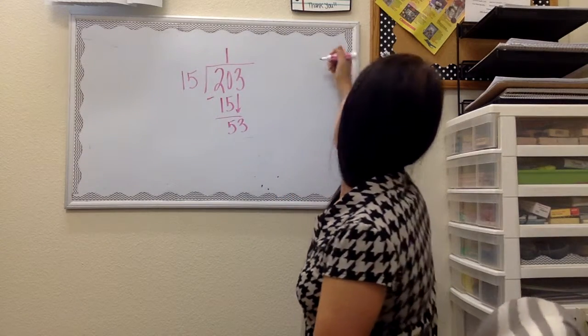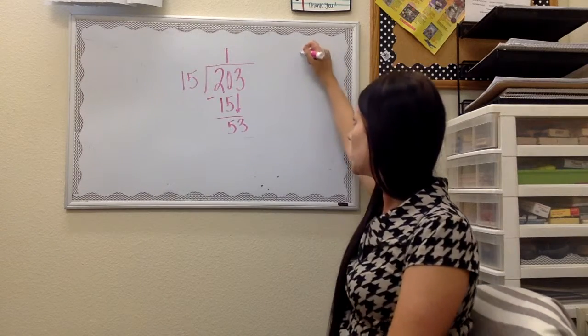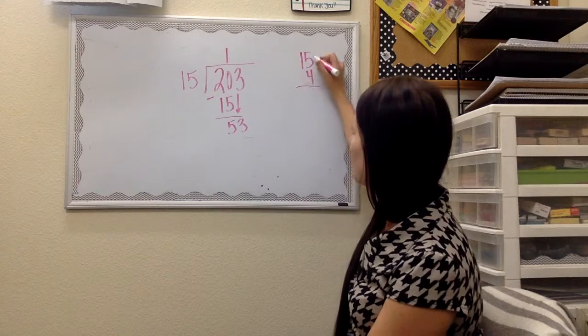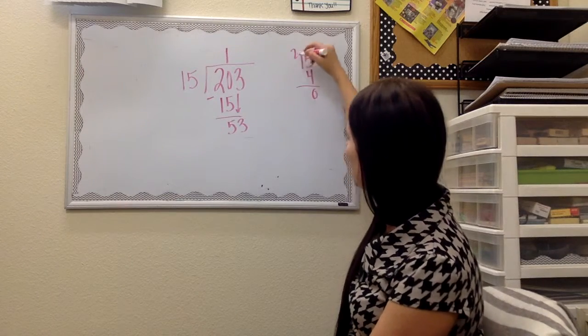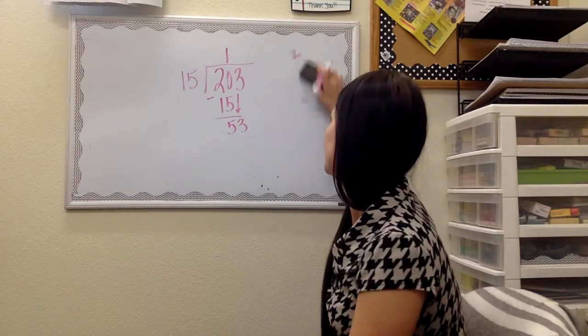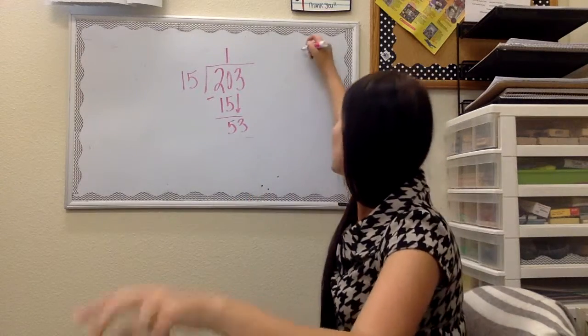So 15 into 53. Now I'm not sure, so I'm going to go 15 times, let's try 4. So 0, 2, 4, 5, 6. Oh, too big. Too big. Go back. So try 15 times 3.